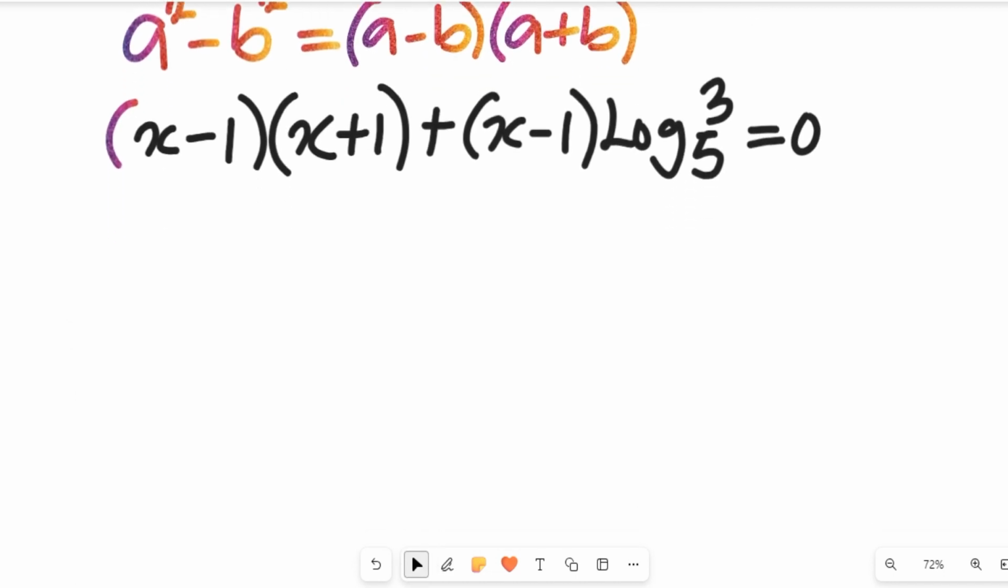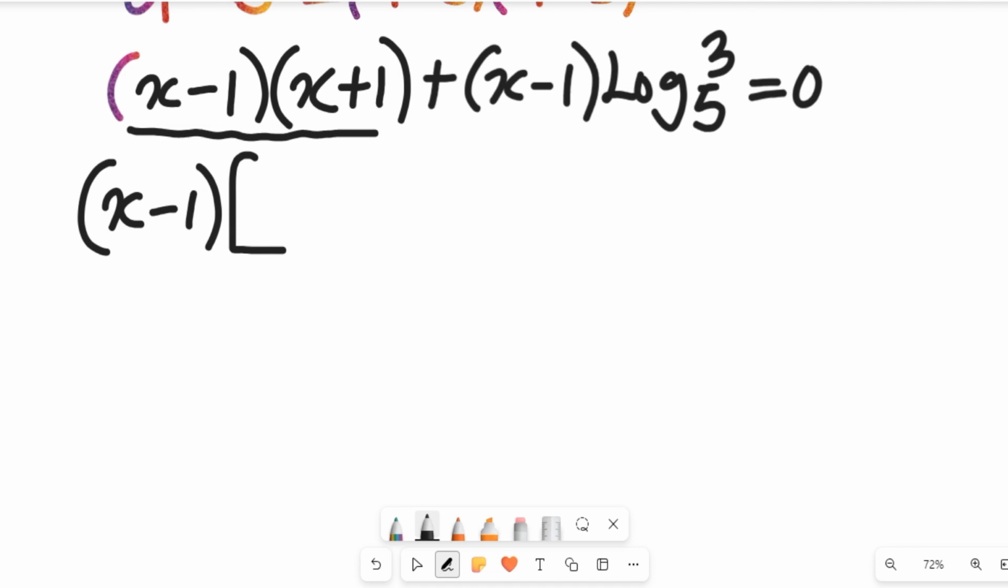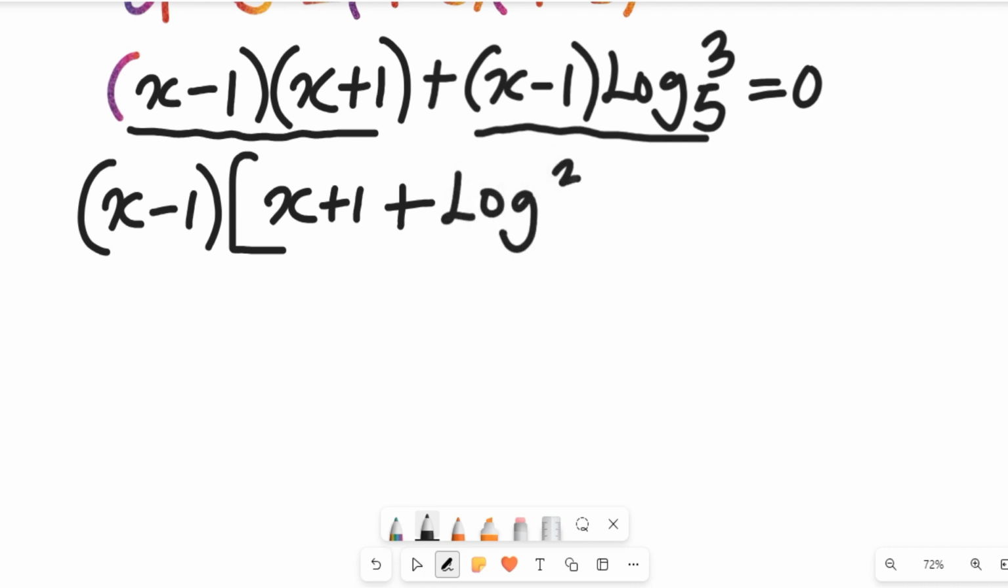So what do we have here? You can see that we have x minus 1 as a common part of that expression. So we are going to simplify by bringing the common term out. If we divide all these by x minus 1, we'll be left with x plus 1, and this will be plus, if we divide all these by x minus 1, we'll be left with plus log of 3 base 5, and all these will be equal to 0.